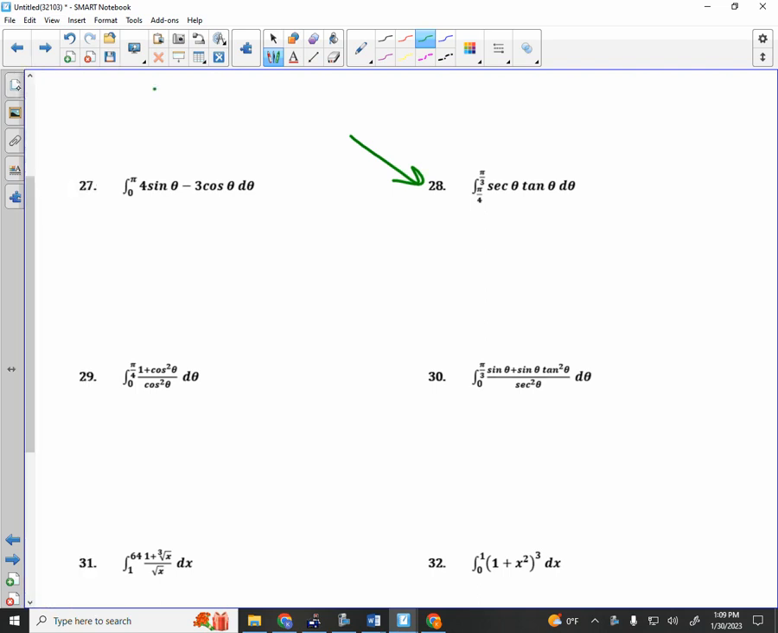Is 28 a definite integral or an indefinite integral? It's a definite integral. If you have bounds, that makes it definite. That means you are producing a value, a singular value. Okay? So, how I start this off is I take the antiderivative of secant tangent. What is it that you take the derivative of to get secant tangent? Secant.